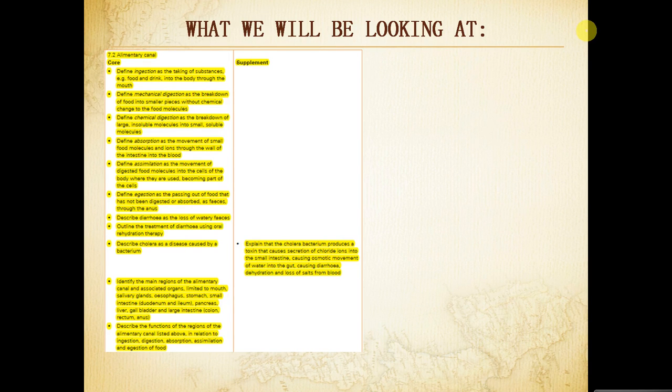Now, the first part of the syllabus in this section wants you to understand some of the definitions, such as ingestion, mechanical and chemical digestion, absorption, assimilation, etc. So maybe pause the video for a second, take a look at them and write them down if you want, but essentially you'd want to memorize them because they do ask you a lot about these simple definitions, and they're really easy marks. So nothing really to explain here, just for you to understand and memorize.